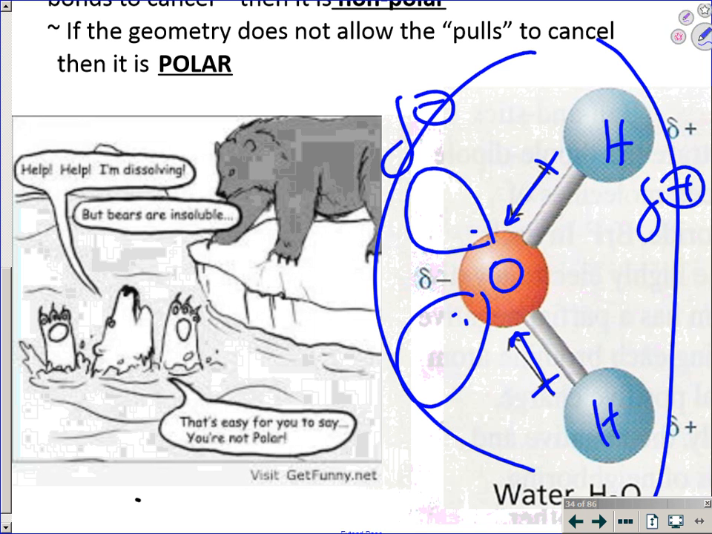And then my favorite: help, I'm dissolving. But wait, bears are insoluble. It's easy for you to say, you're not polar. Because he's a polar bear. Okay. But it's also because polar dissolves in polar solvents.